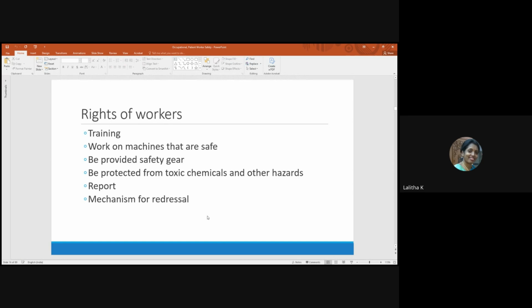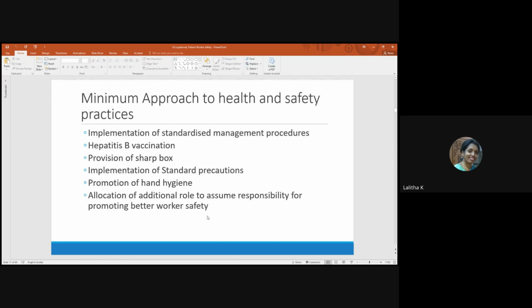Okay, so these are some of the rights of workers. And whenever we are in healthcare practices, wherever it is, even the smallest of procedures, this is the minimum approach prescribed by the WHO also. Minimum approach to health and safety practices. One is implementation of standardized management procedures, give hepatitis B vaccination for all the workers, and provision of a sharps box to contain the sharps, and implementation of standard precautions, promoting hand hygiene, and allocation of an additional role to a person responsible for promoting better worker safety. So these are the minimum approaches which will ensure health and safety practices.